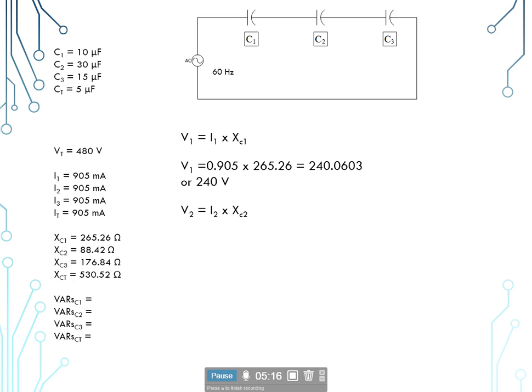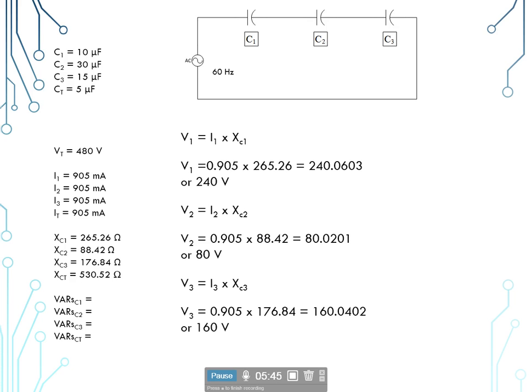At the second capacitor, we'd use that same basic formula, but specify it for the voltage drop at the second capacitor, which is going to be equal to the current at the second capacitor times the X sub C at the second capacitor. So our 905 milliamps times 88.42 will give us 80 volts, roughly. And for our third one, we'd do the same process, and it would be 905 milliamps times 176.84, giving us 160 volts.